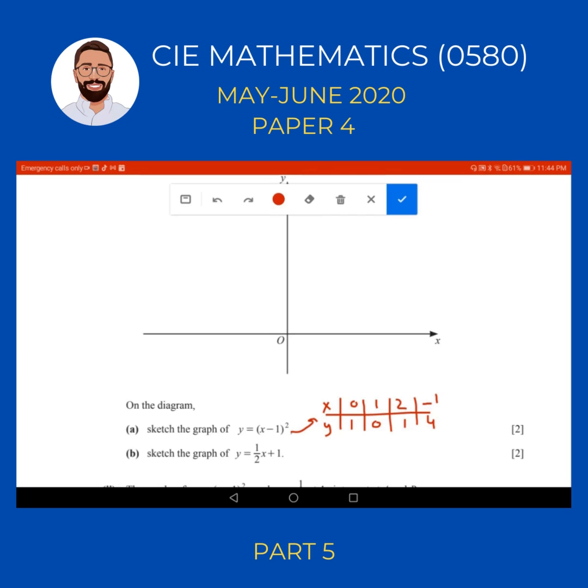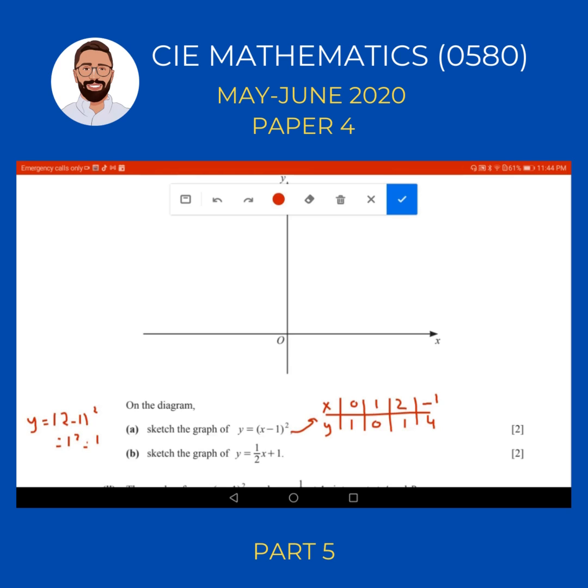So let's take an example. When x is 2, y is equal to 2 minus 1 squared, so it's 1 squared, which is equal to 1. So that's how I got all the values of y. Now let's do a sketch for that graph.